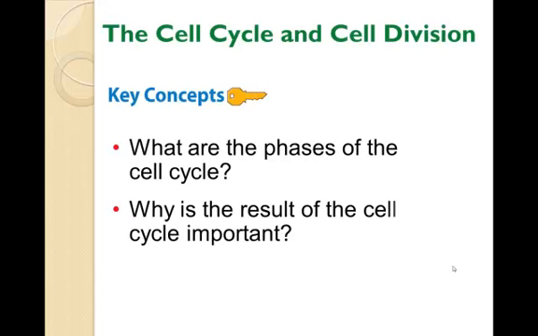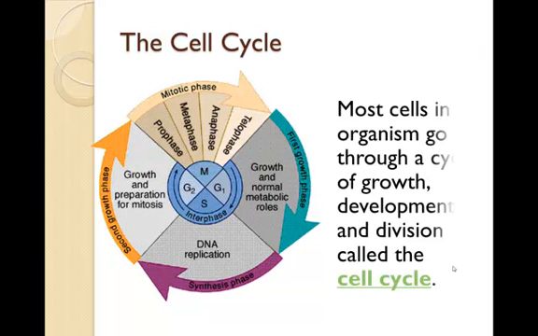Okay, so the key concepts. What are the phases of the cell cycle, and why is the result of the cell cycle important? I like this graphic. It's not in your book. I got it off the internet, and it really is a good visual of the cell cycle and all that's going on. Most cells in an organism go through a cell cycle of growth, development, and division.